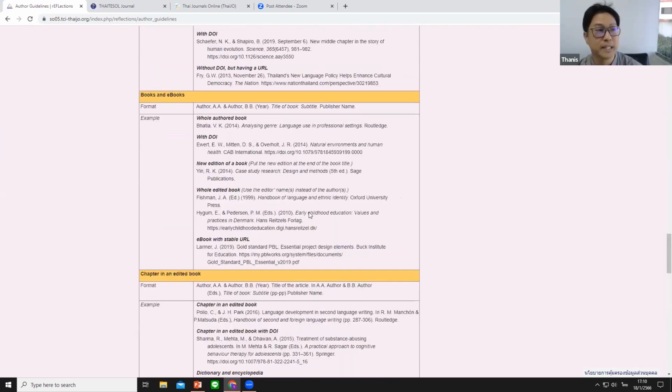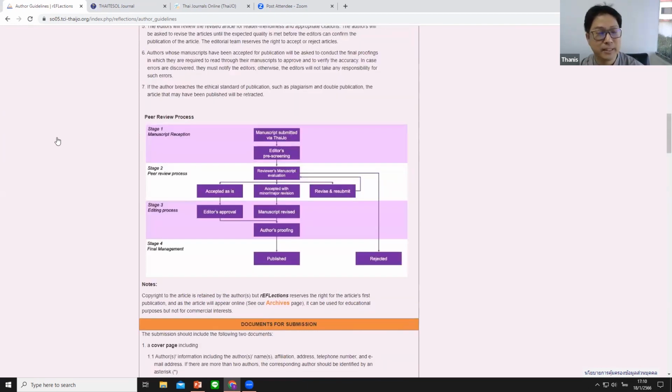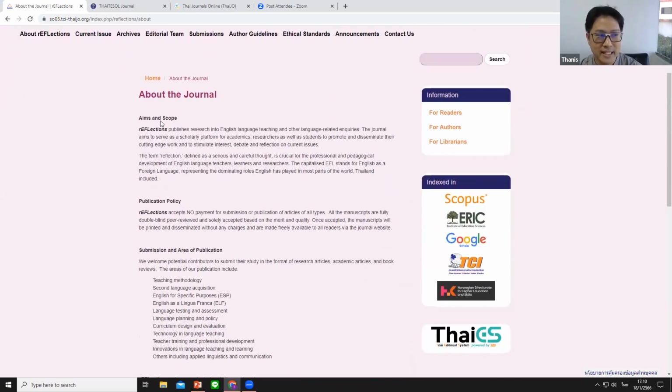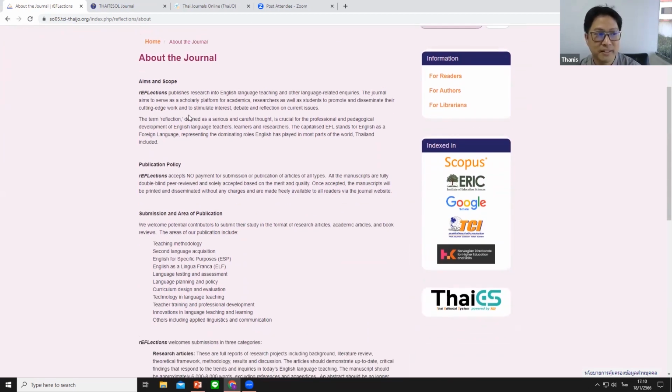So that is what we do. We talk about the definition, right? For example, about the journal, that is how you have to design your website, aim and scope, right? The term reflection, defined as a serious and careful thought, is crucial for professional and pedagogical development. So even for me, reflection is an English term, right? It is an English term, but because we capitalize EFL, then we also have to explain it, right?